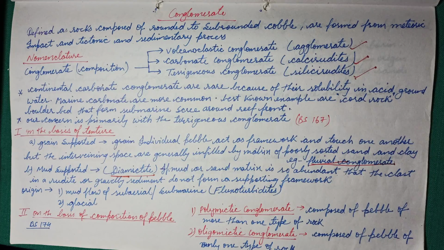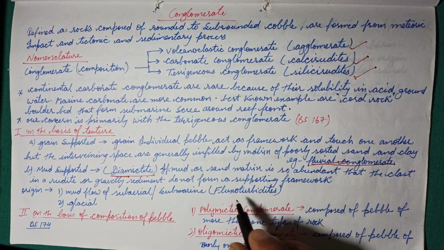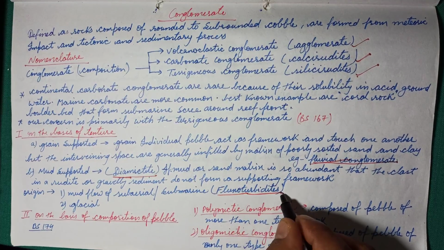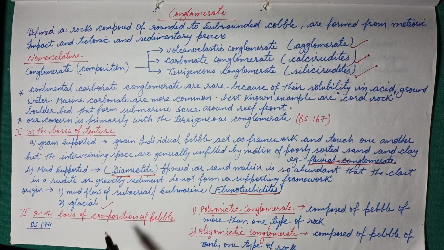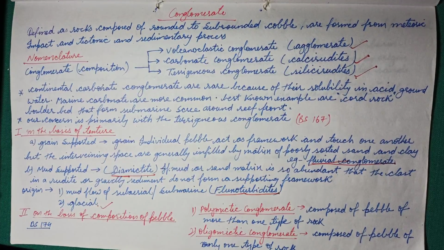Okay, subaerial environment, in mud flows you can see this, or in submarine environment. So in submarine, you will see the fluxo turbidites. Okay, these grain supported you will find in fluvial conglomerate, fluvial environment, and these mud supported you will find in glacial environment as well as submarine or subaerial mud flow environment. Okay, glacial is more important.